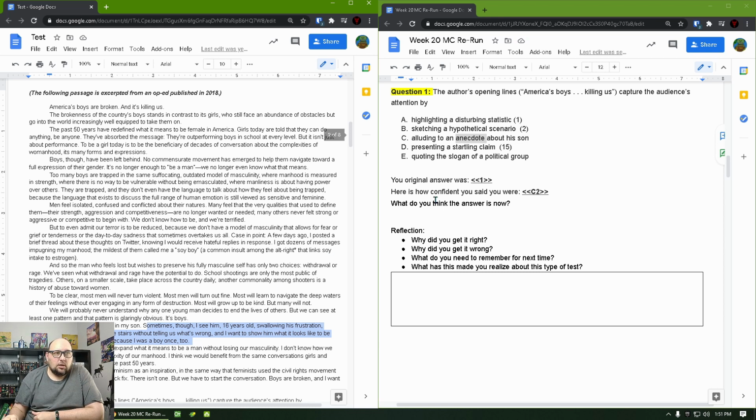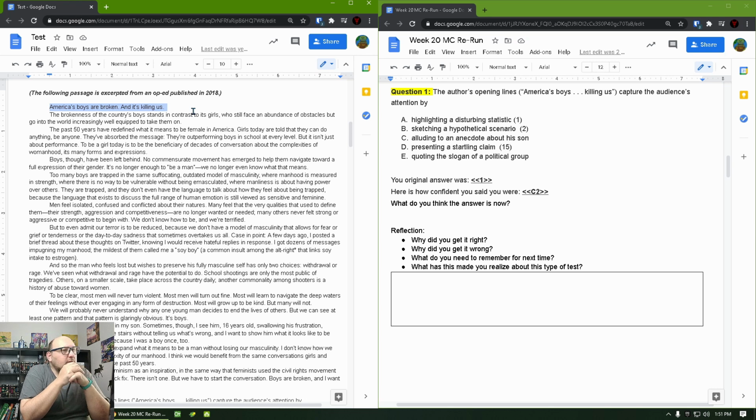So it says, alluding to an anecdote about his son, and right here is an anecdote about his son. So why is this a wrong answer? And the answer, and this is another thing you need to be very careful of. In the question, it says, the author's opening lines, from America's Boys to Killing Us. In other words, it's asking about this right here.